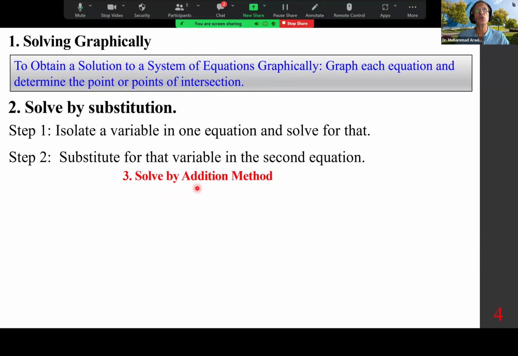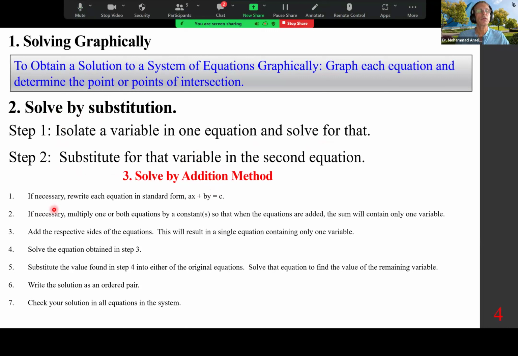Solve by addition, also known as elimination method. If necessary, rewrite each equation in standard form, meaning ax plus by equals c. If necessary, multiply one or both equations by a constant so that when the equations are added, the sum will contain only one variable. Add the respective sides of equations. This will result in a single equation containing only one variable. Solve the equation obtained in step 3.